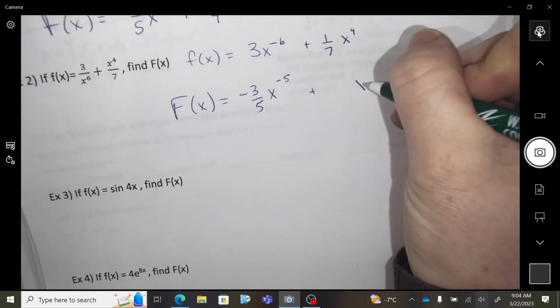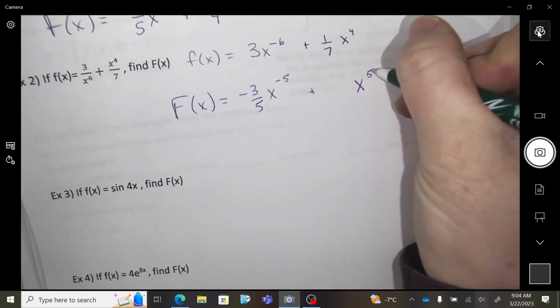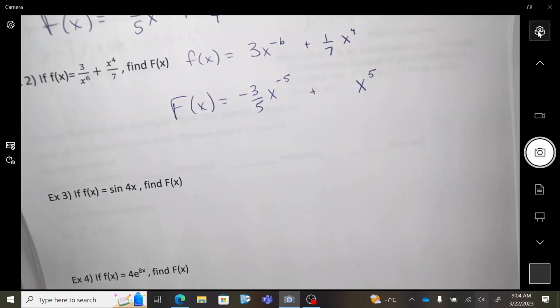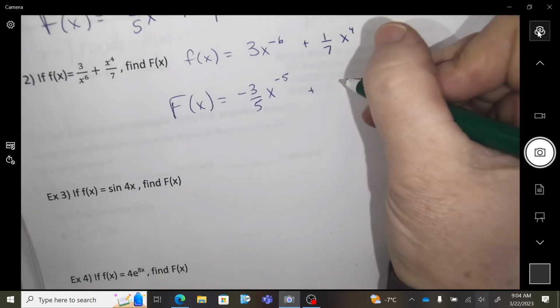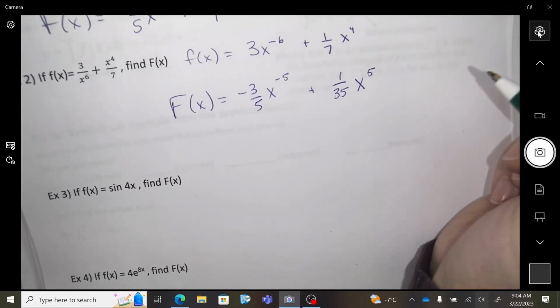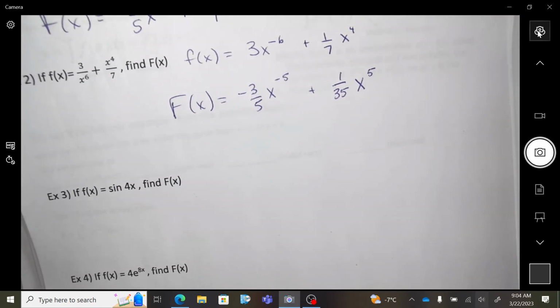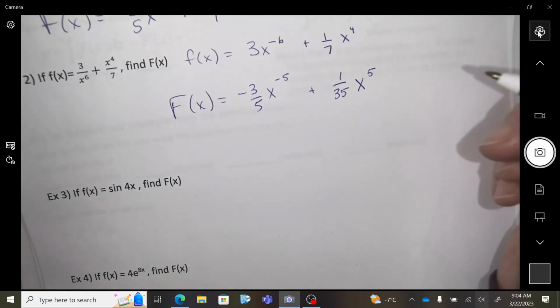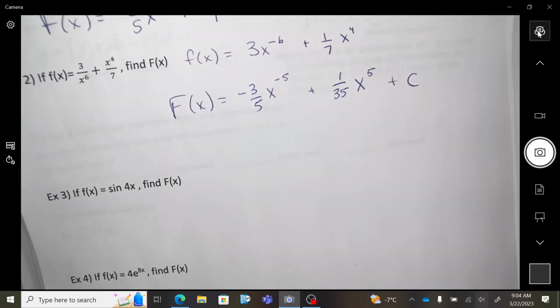So this one would have started as an x to the fifth. 1/7, and then divided by 5 makes 1/35. Does that make sense? If I divide 1/7 by 5 yet. Plus C, because I don't know, right? If there was a constant on there and I derived it, I would have had a 0, so I don't know if it was there or not.